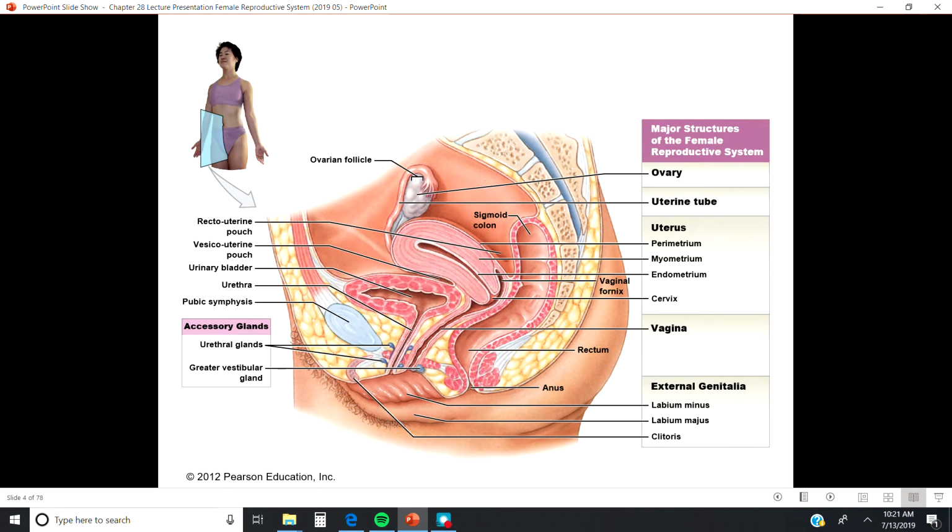This is just an overview. This is a sagittal picture you can see here through the female pelvis and some of the things that we could see. Here's the ovary. This is going to be the fallopian tube over here leading to the uterus. Again, the vaginal canal would be right over here. And then this would be the vulva or the external structures. So we're going to just kind of work our way down that way.